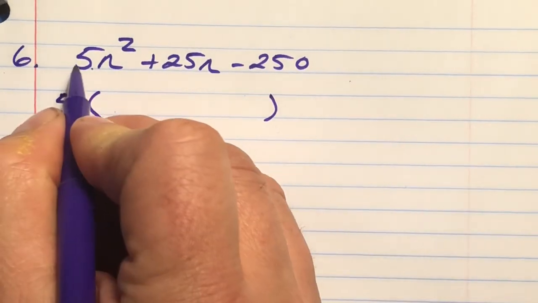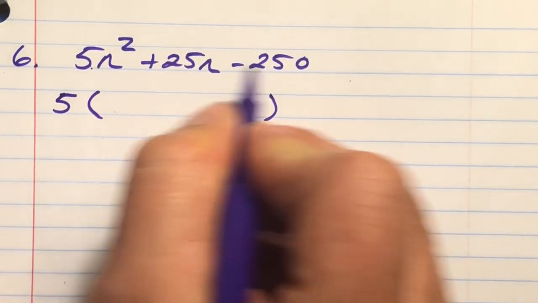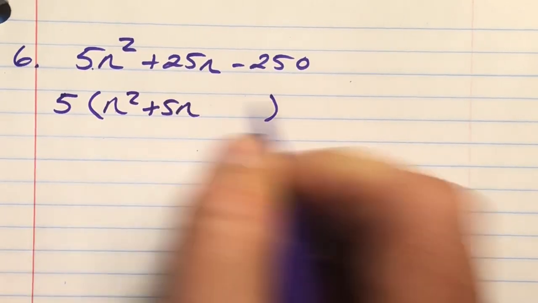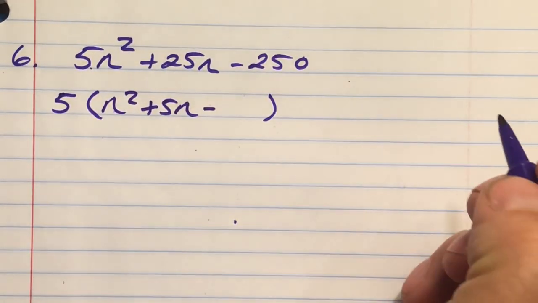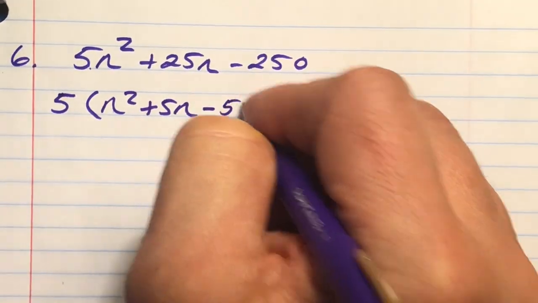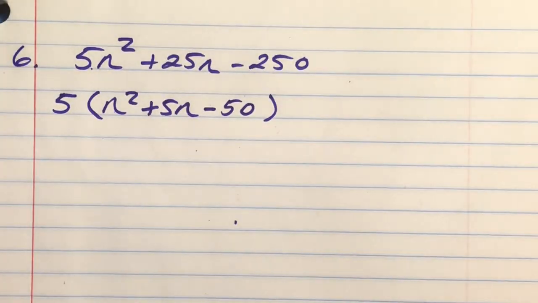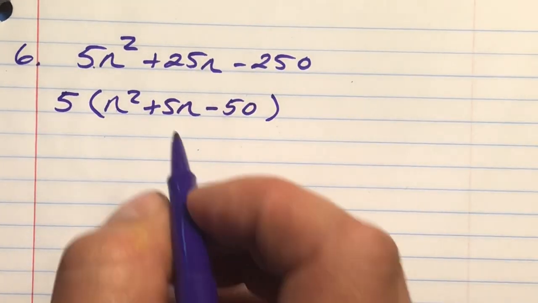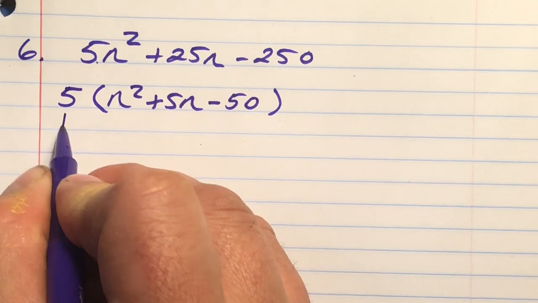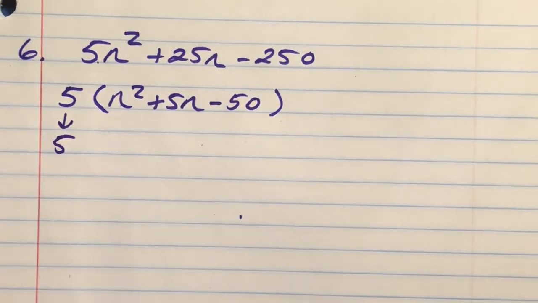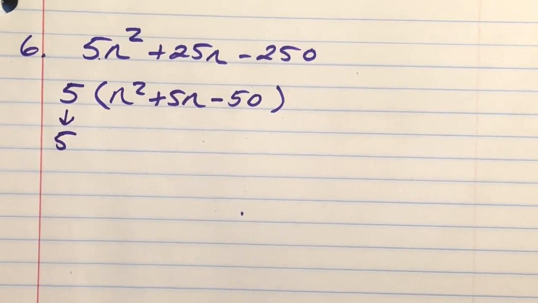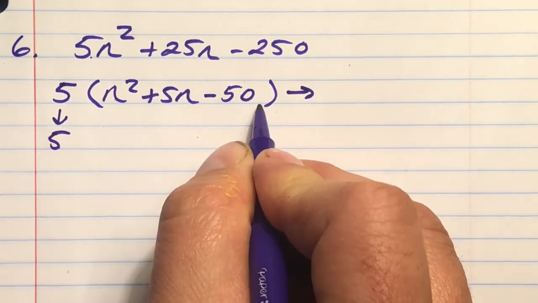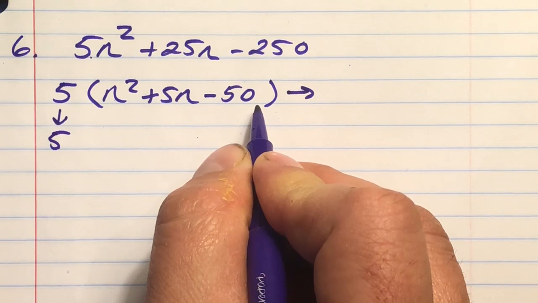So if I divide 5 out of each of those terms, I'm left with n squared plus 5n minus 50. All right, so when I'm factoring this, this little 5 just stays here. We can just ignore that, it stays out front. All right, now let's go ahead and factor this trinomial that we just came up with, okay?